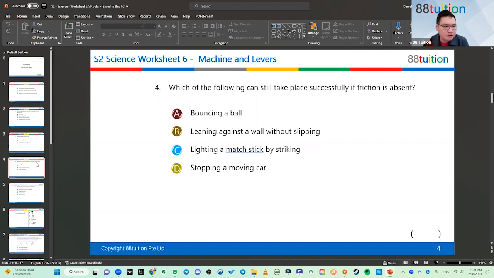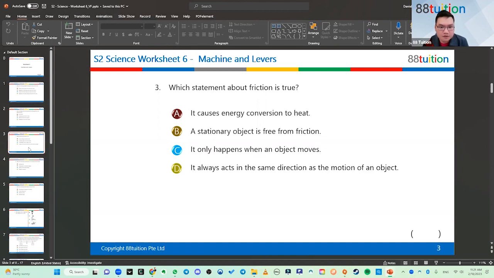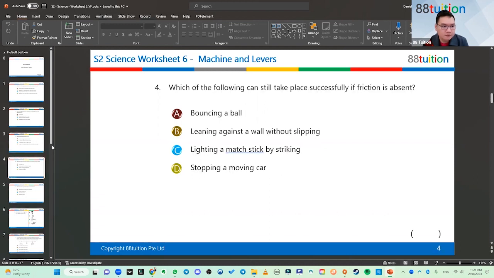This one is question 3 or 4. Question 3 is over already. That's question 4. Which of the following can still take place successfully if friction is absent? If, there's a big if here. Friction is absent. Which one still can take place?